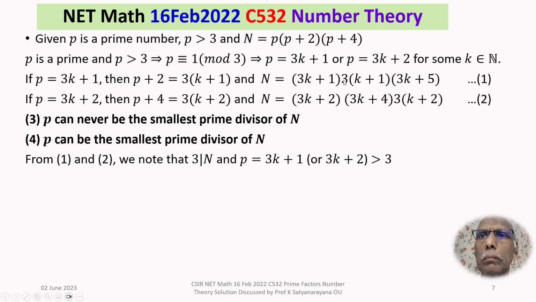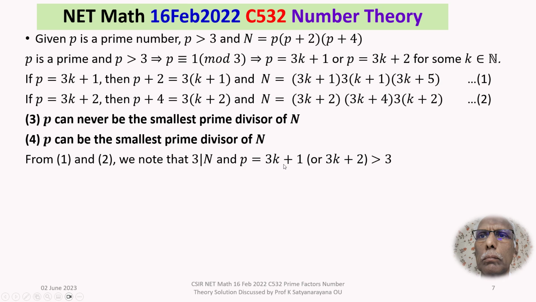Now, from 1 and 2, we see that 3 is a prime, and 3 divides n in both the cases. And p equal to 3k plus 1 is certainly bigger than 3 because k belongs to the set of natural numbers. Also, p equal to 3k plus 2 is greater than 3 for k belonging to the natural numbers. So that means 3 is the smallest prime that divides n.